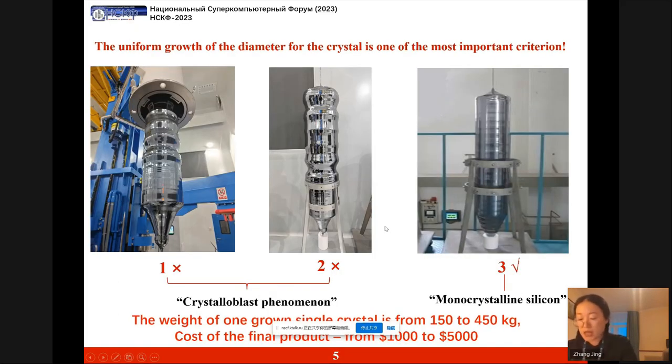These pictures are from 3 experiments. The fluctuation of the diameter will affect the quality of the crystal. The uniform diameter of the crystal is the most important criterion for monocrystal silicon.